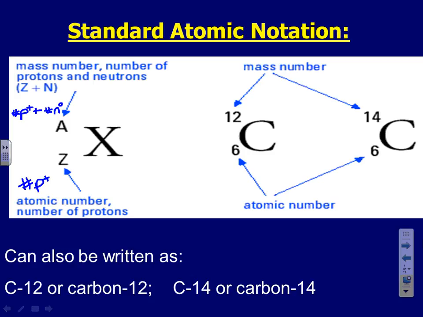Here's a couple of examples. Carbon. And you can see here that I have two different forms of carbon as my example. I have carbon that has a mass number of 12 and carbon that has a mass number of 14. So two different types of atoms that come from the same element. And this type of thing is true for many elements.